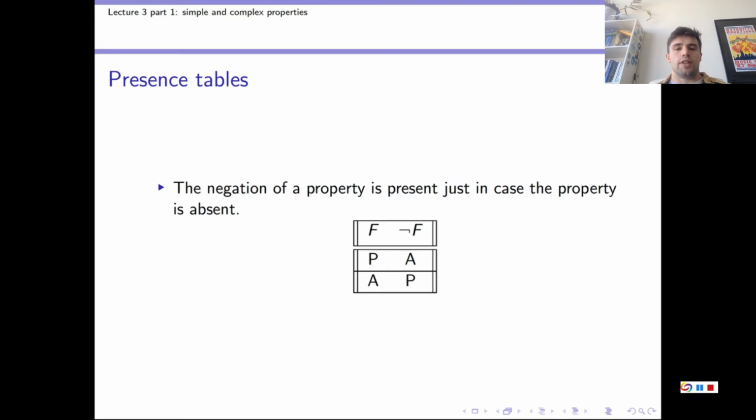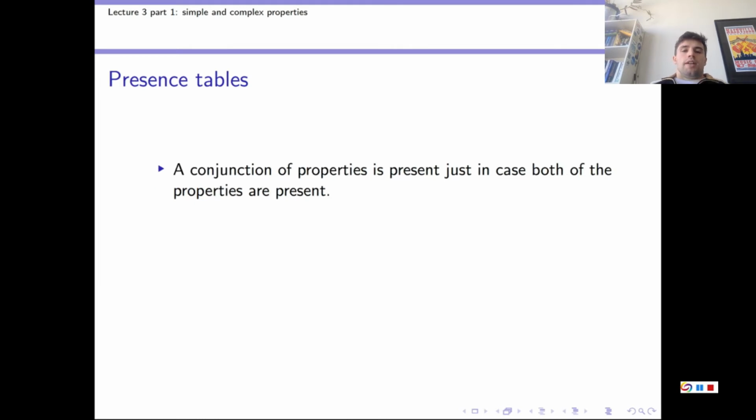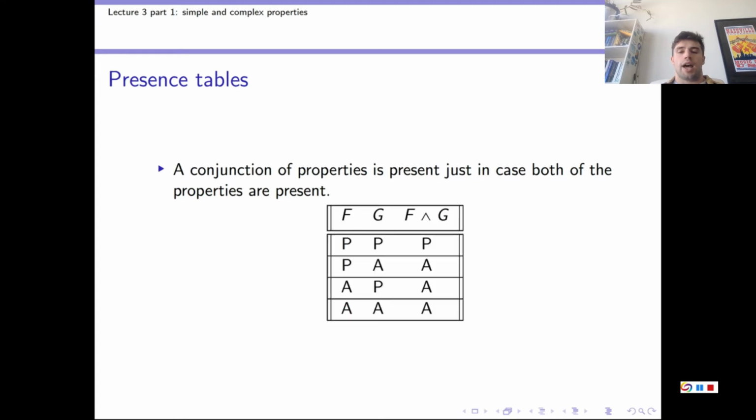Here F abbreviates a property, A stands for absent, and P stands for present. So comparing this presence table to the truth table for not, we can see that present is analogous to true, and absent is analogous to false. So let's look at and next. Here the rule is, we say a conjunction of properties is present just in case both of the properties are present. And so the table for and is this, the presence table.